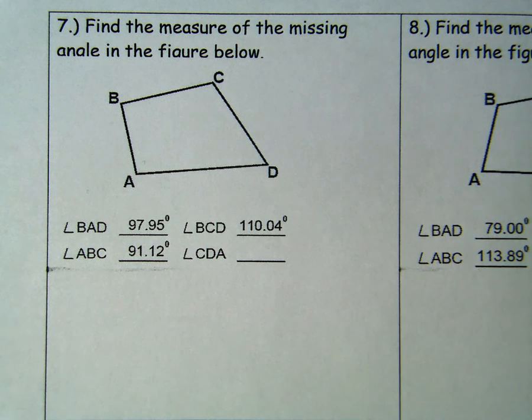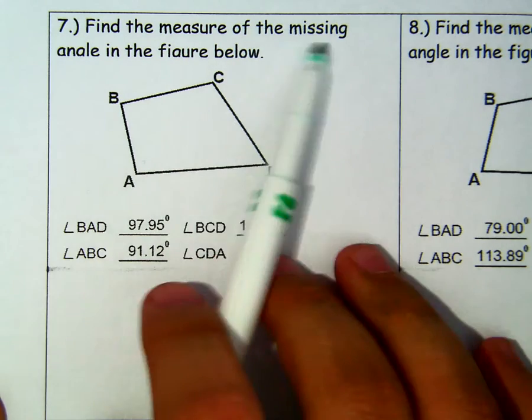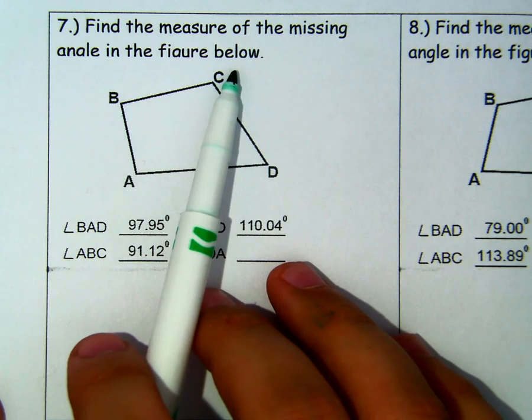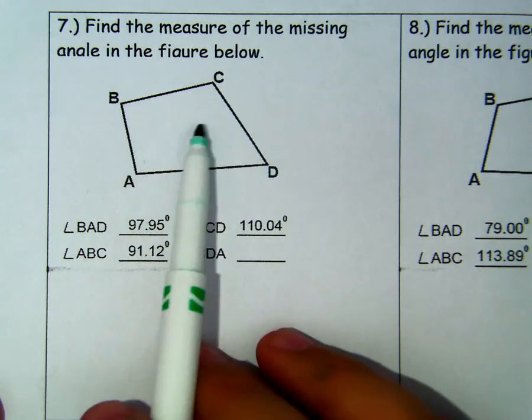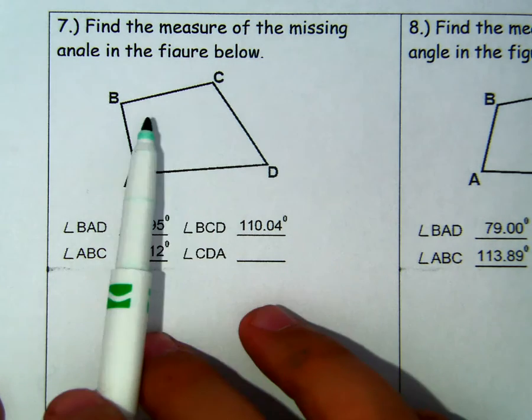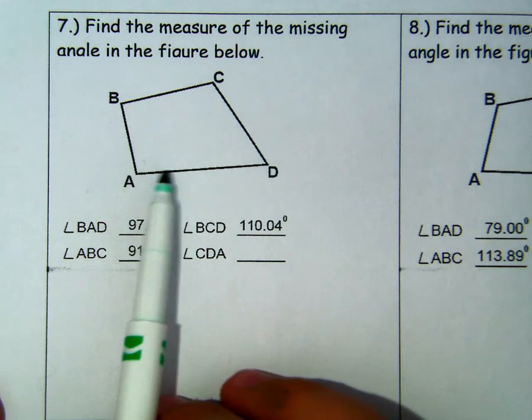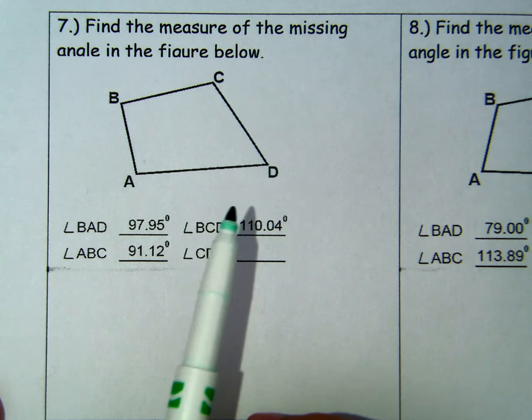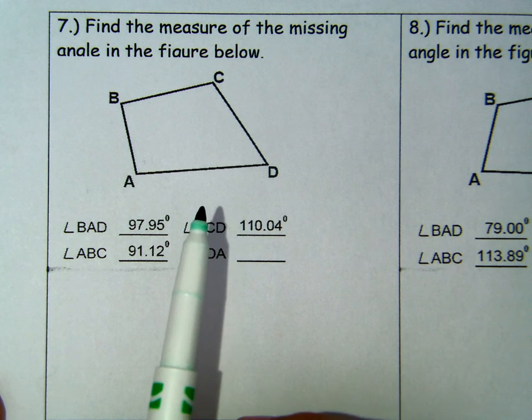Okay, so we have finally arrived at Thursday's homework. And the first question on Thursday's homework, number 7, says find the measure of the missing angle in the figure below. So in this figure, we have 4 sides, which means that this is a quadrilateral. But if I look at the sides and the angles, it doesn't look like it's any special kind of quadrilateral. So that's the best that we can name it.